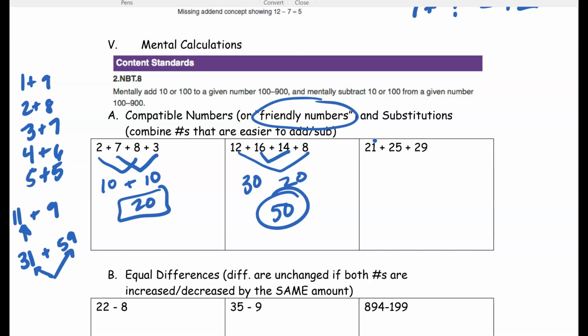This next one, you can see this 1 and the 9 there. So those numbers are friendly. 1 and 9 is 10, and the 2 and 2 is 4. So 40 and 10 is 50, plus 25 is 75. Okay.